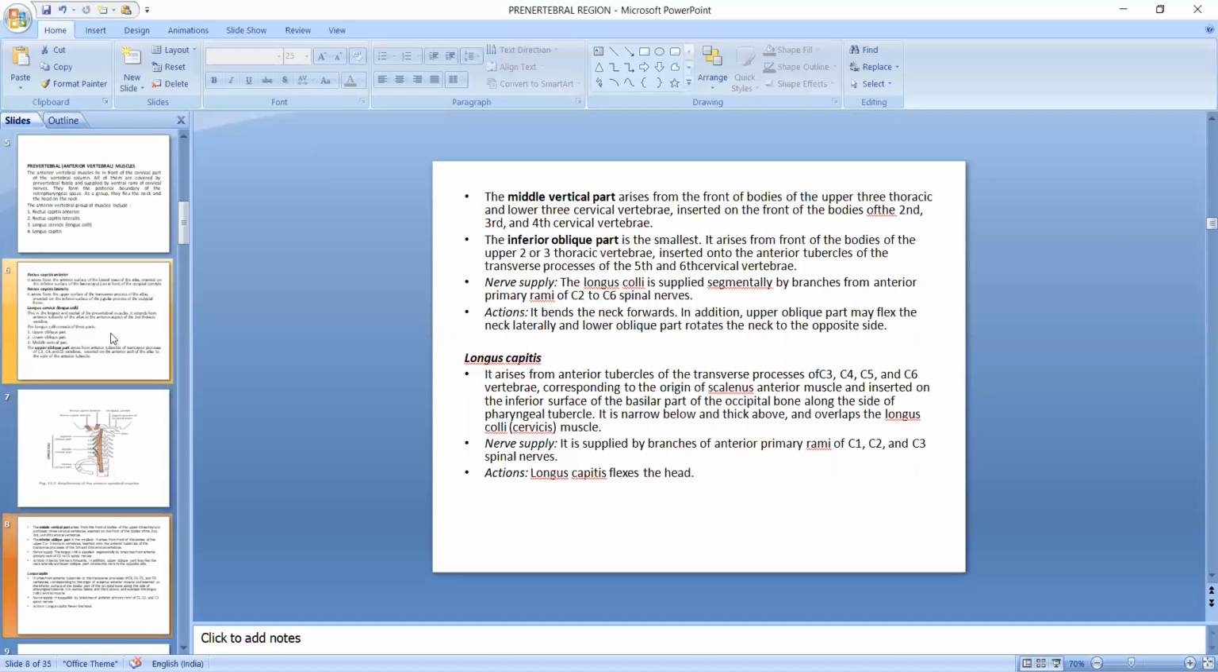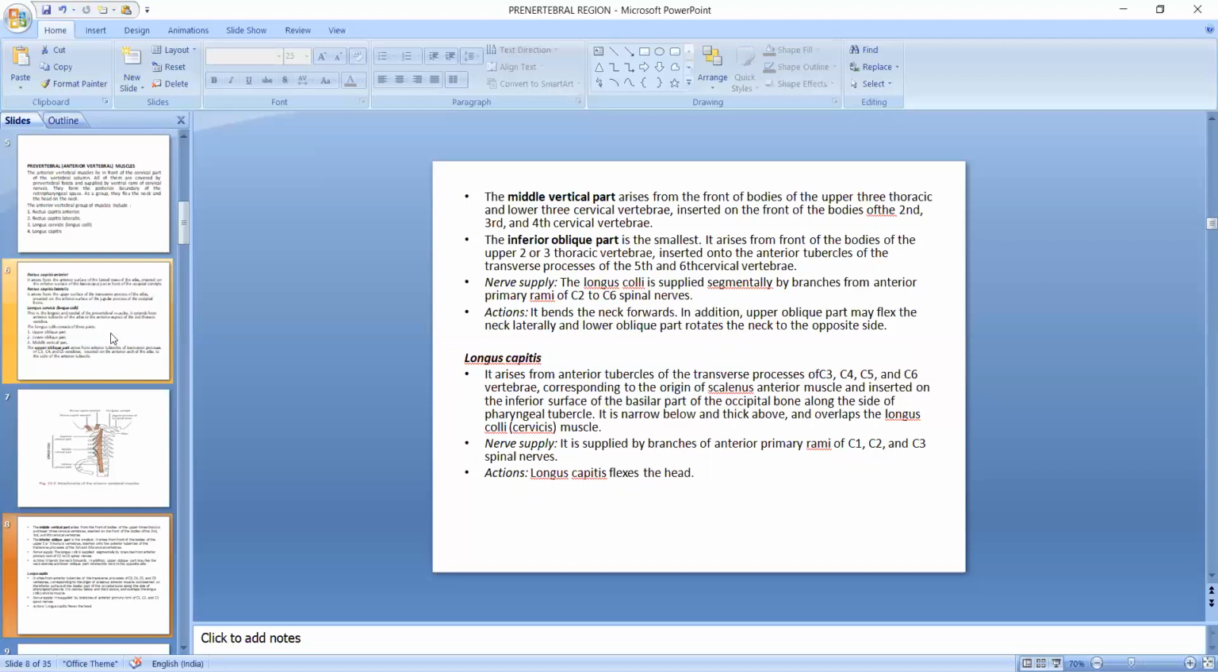Middle vertical part arises from the front of the bodies of the upper three thoracic and lower three cervical vertebra, and is inserted on the front of the bodies of the second, third, fourth cervical vertebra. Inferior oblique part is smallest and it arises from front of bodies of the upper second or third thoracic vertebra and is inserted onto the anterior tubercle of the transverse process of the fifth or sixth cervical vertebra.